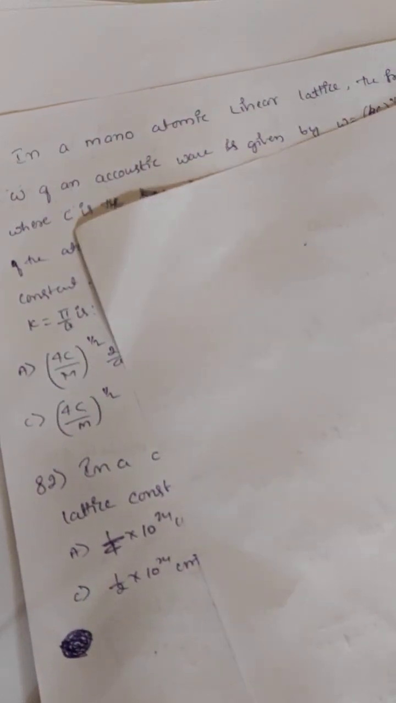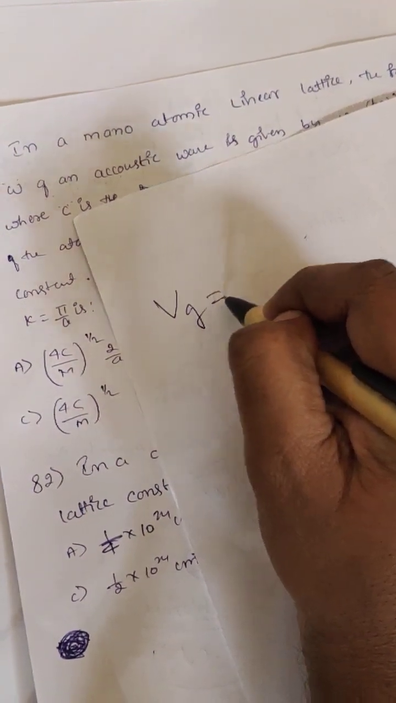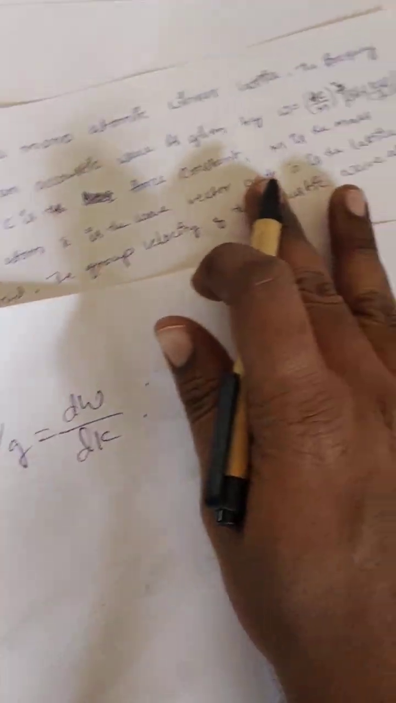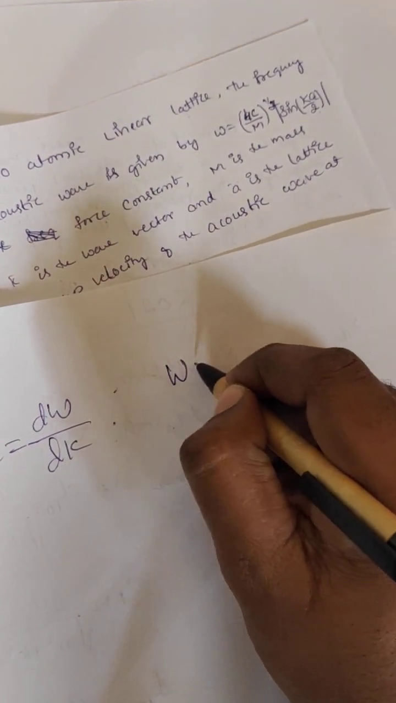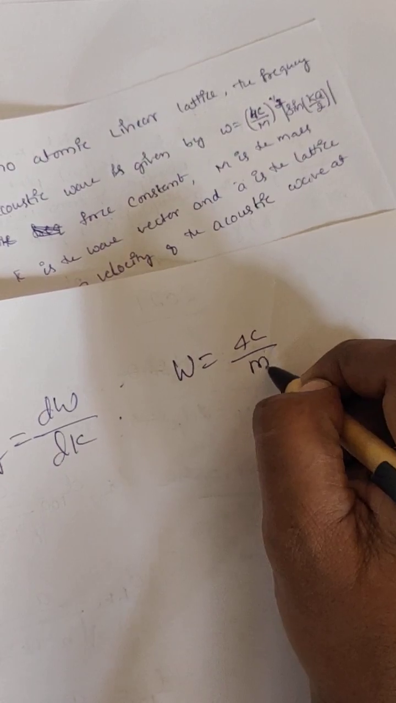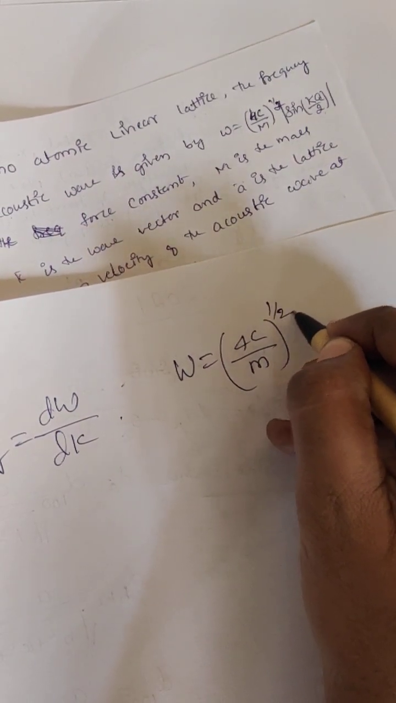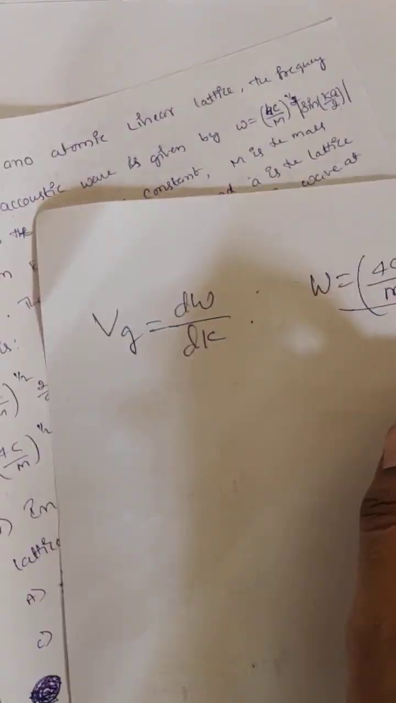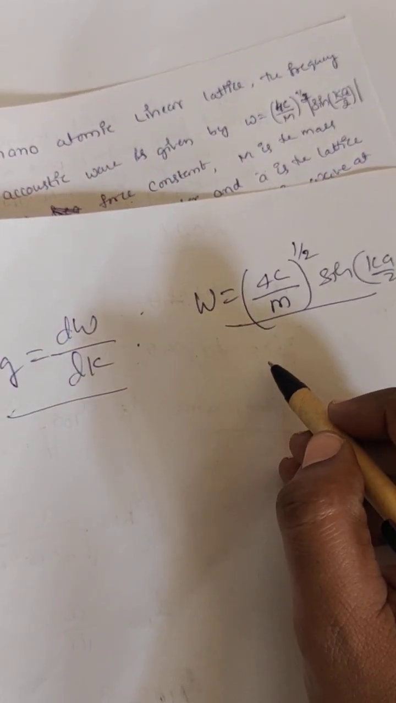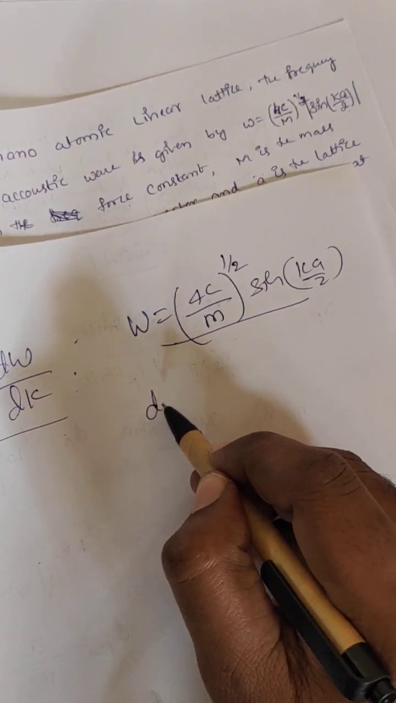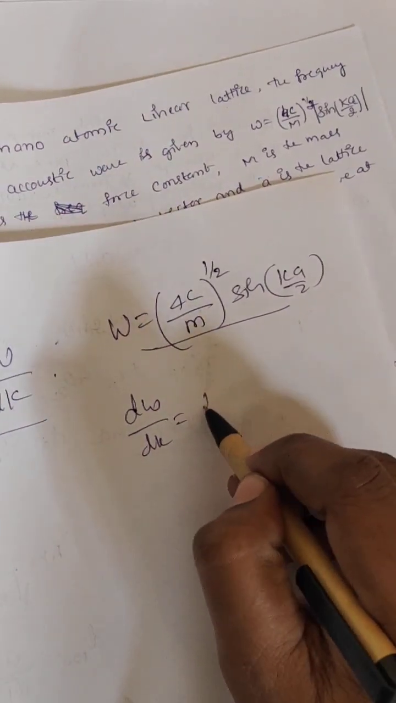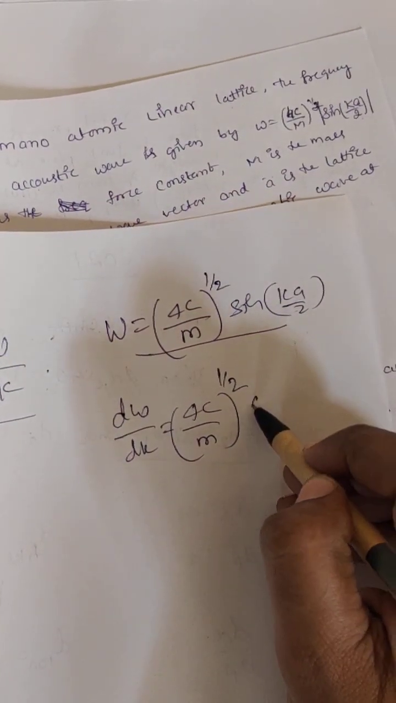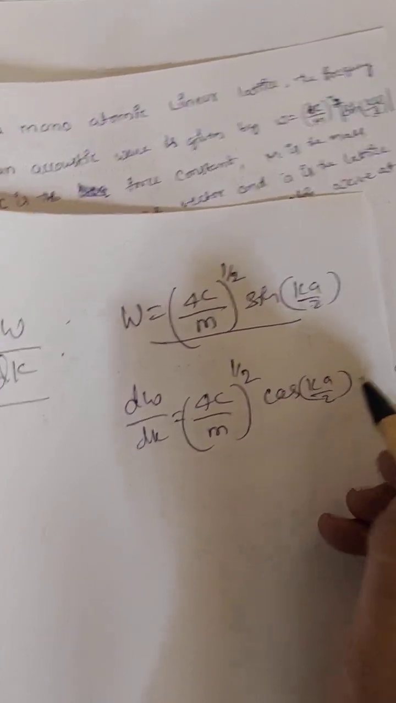That is Vg is equal to d omega by dk. Here omega is given, so omega is equal to (4c divided by m) whole power 1 by 2 sin(ka/2). So we know the expression Vg is equal to d omega by dk. Next, let us differentiate omega with respect to k, which is equal to (4c divided by m) whole power 1 by 2, which is a constant, and differentiation of sin is cos(ka/2).